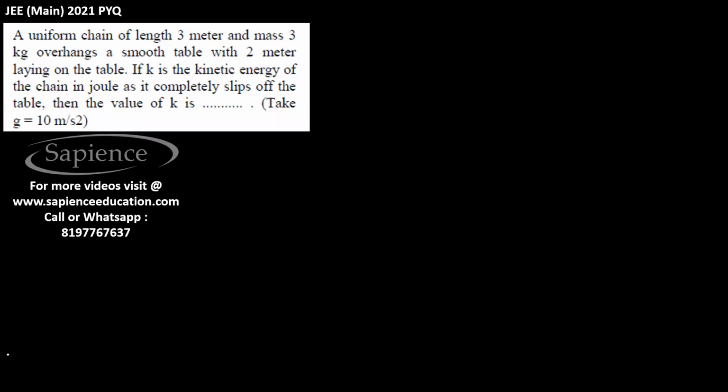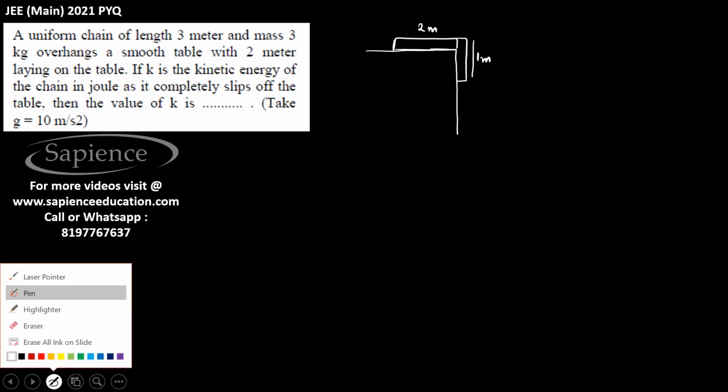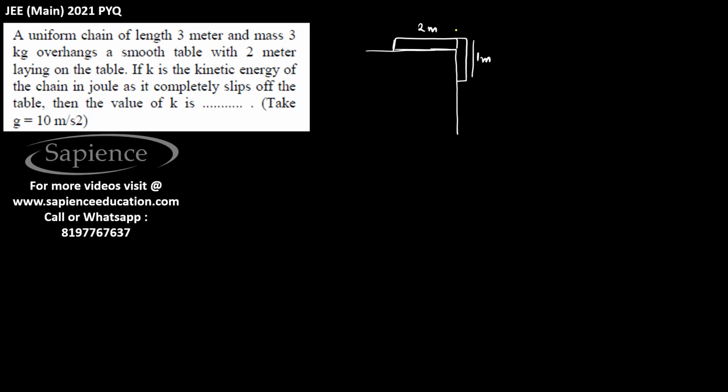So the next question was a uniform chain of length 3 meter. It's given that there is a chain of length 3 meter and mass 3 kg that overhangs on a smooth table with 2 meters lying on the table. So 2 meter is lying on the table, and that means 1 meter will be hanging there. If the kinetic energy of the chain in joule as it slips off the table is K, what's the value of K? So this is the initial situation given.